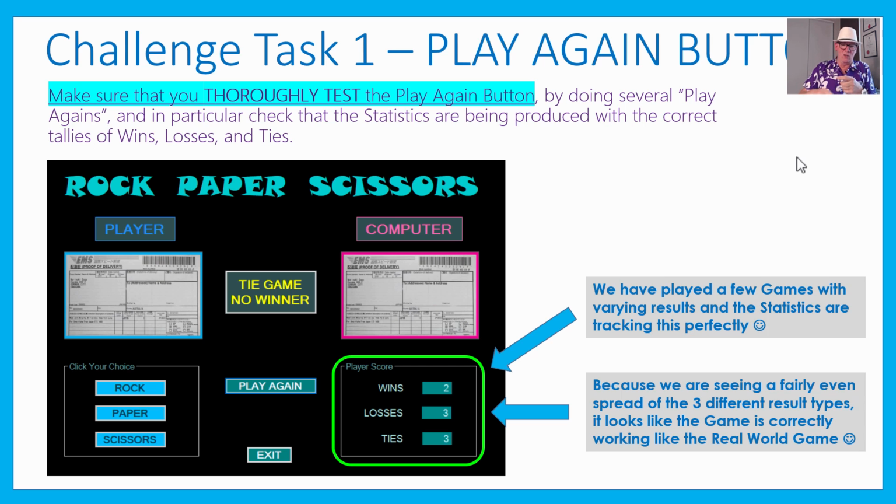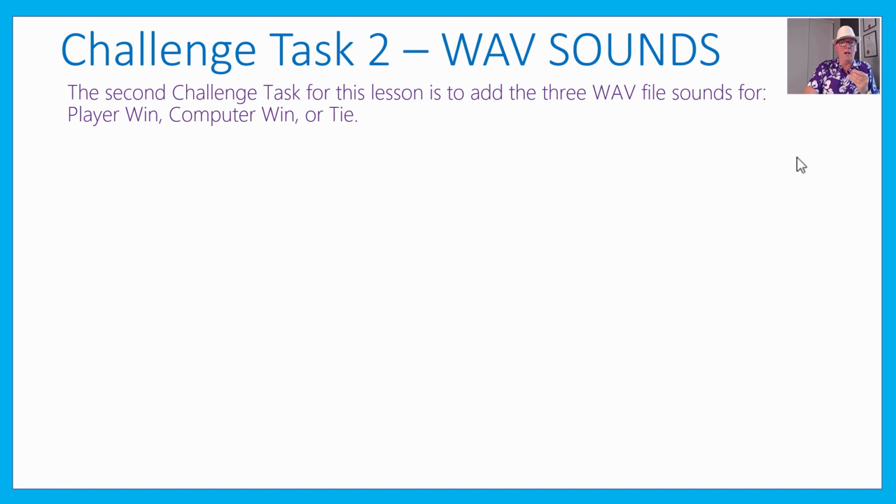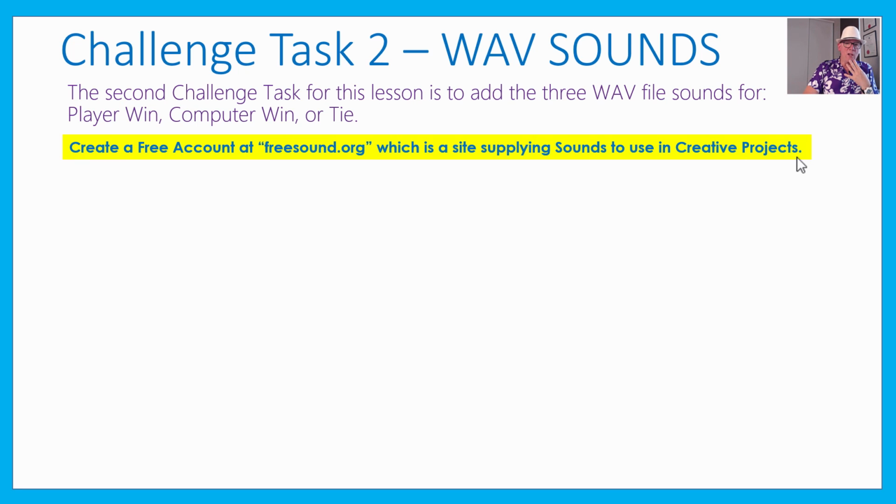And the last thing we need to do is our WAV files. So we've done all of that stuff. Oh, that's taken a long time. And now we're just adding the WAV file sound effects on. So this is going to be the second challenge task for you. You need to create a free sound account. So go to freesound.org. That's the best website we've found for these free sound effect files.